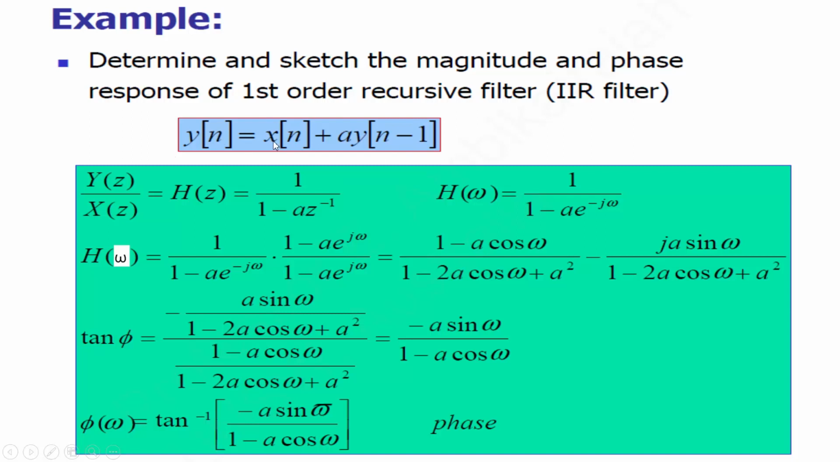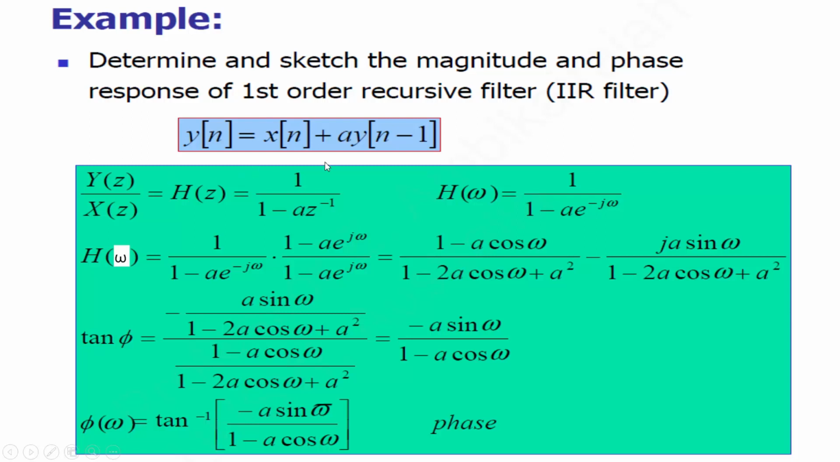This is the difference equation giving us the output: y of n is related to the input plus the previous output samples. And what is A? A is a scaling factor. We have to find the magnitude and phase response of the first order recursive filter. Why is this first order? Because if you take the Z transform, you will see that the highest power of Z in the expression is 1 only. So it is a first order recursive filter.